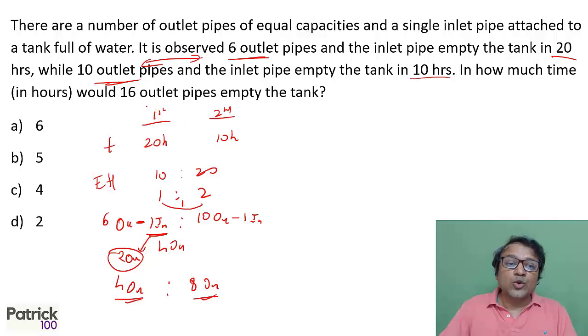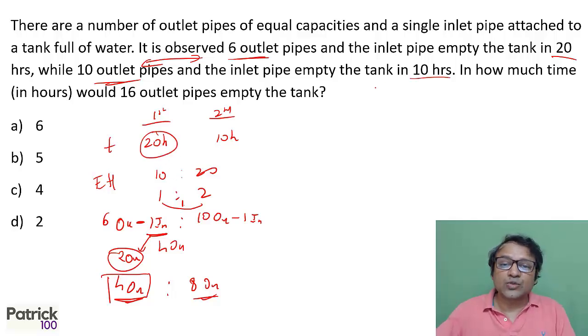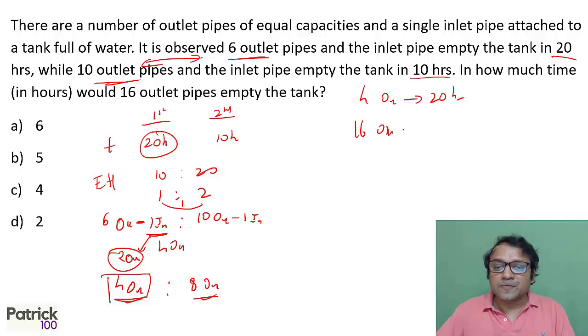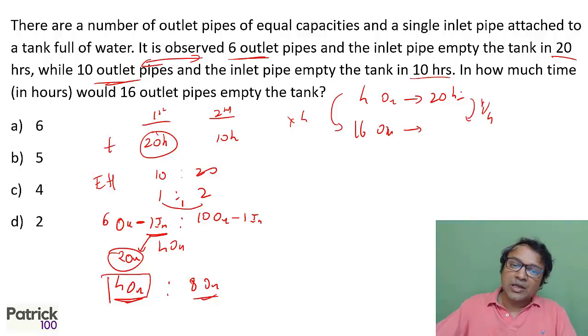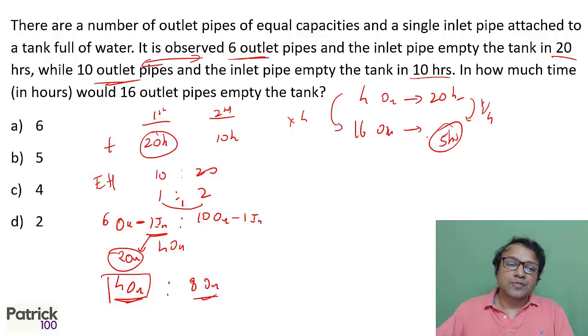When you're using 4 outlet pipes, it takes 20 hours. So to take 16 outlet pipes, 4 times, it will take 1/4 of the time, because the time will be inversely proportional to the number of outlet pipes, which will be 5 hours.